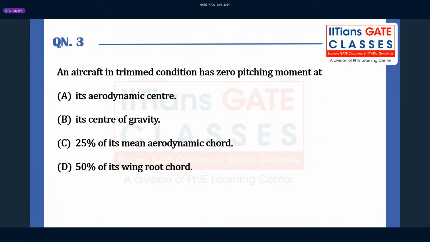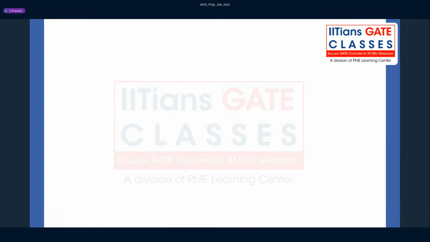An aircraft in trimmed condition has zero pitching moment at. We have four options: its aerodynamic center, its center of gravity, 25% of its mean aerodynamic chord, 50% of its wing root chord. So let's underline this keyword, trimmed condition. Let's look at what this trimmed condition means.